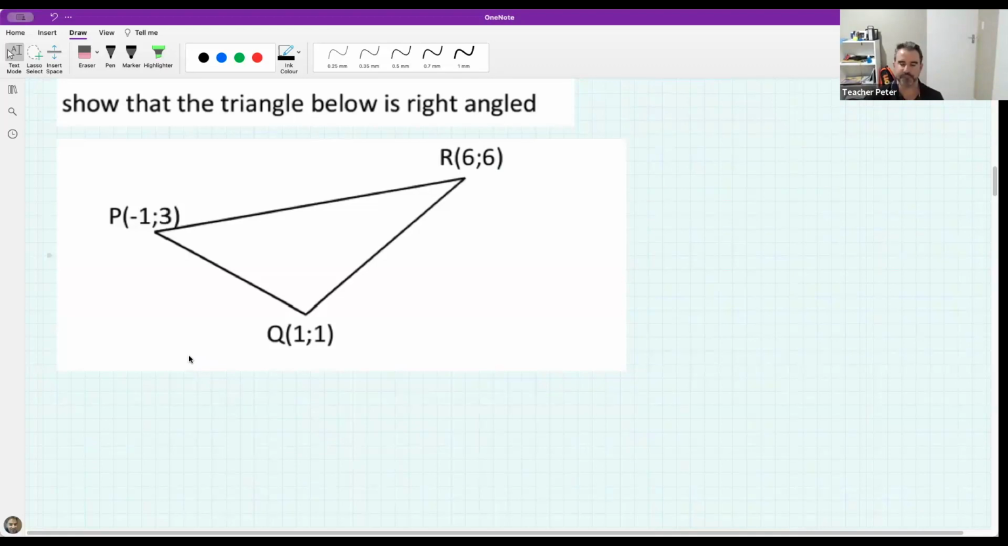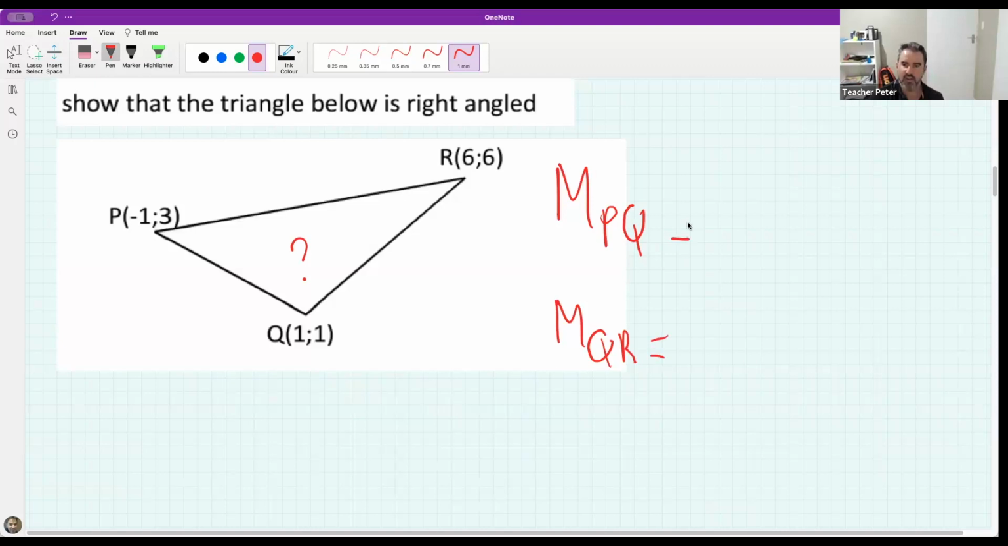Anybody else? So I think if I can show the gradient, and if I look at the shape, this one looks, I haven't proved it, but I suspect this is the one I want to look at. If I look at the gradient of PQ and the gradient of QR, I'm hoping they will be negative reciprocals, or will multiply to -1, and then I will know this is the right angle. So find me the gradient of PQ, find me the gradient of QR, and then let's see what we can prove.